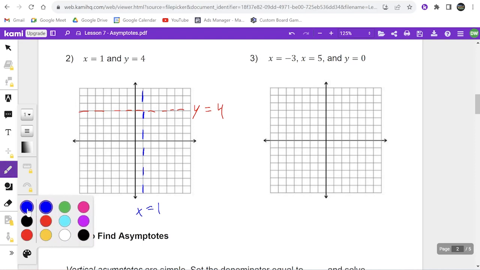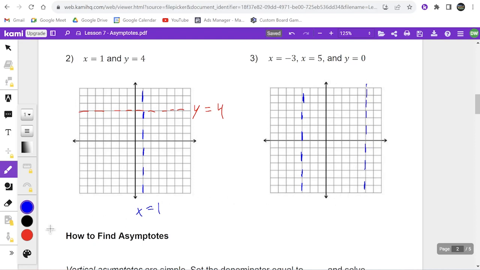So first, I'll do x equals -3 and x equals 5. That's going to be vertical because they're x equals. So here's -3, vertical line there. And then at 5, 1, 2, 3, 4, 5 should be right there.